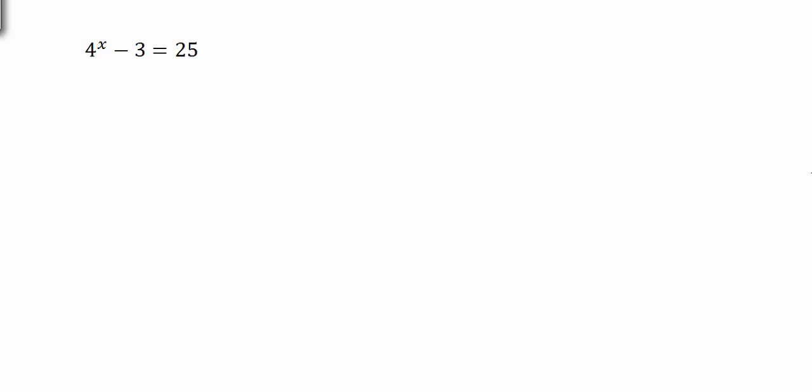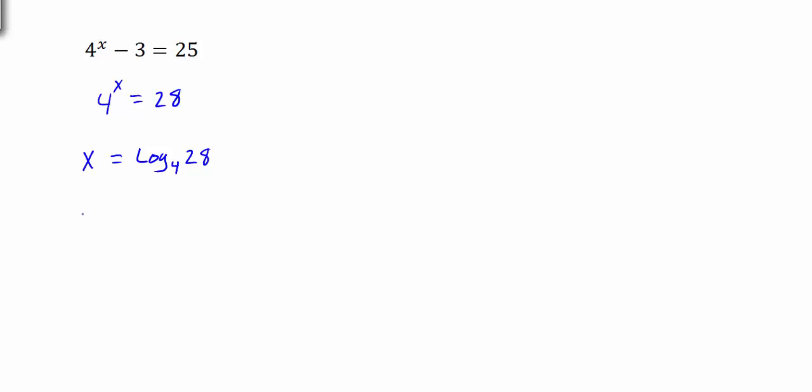All right, 4 to the x minus 3 equals 25. And here, once again, we want to isolate the term that has the variable, the 4 to the x, so we need to add 3 to both sides. So 4 to the x is equal to 25 plus 3, which is 28. And once again, I'm just going to rewrite this one. We can rewrite this as our exponent, which is x, equal to log base 4, because 4 is the base, so it's log base 4 of 28.